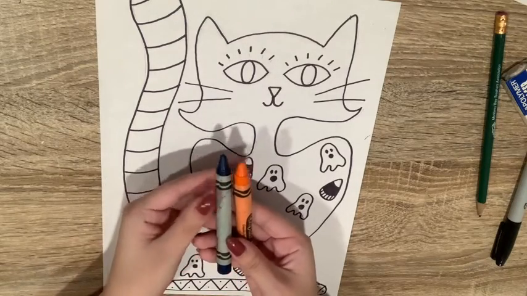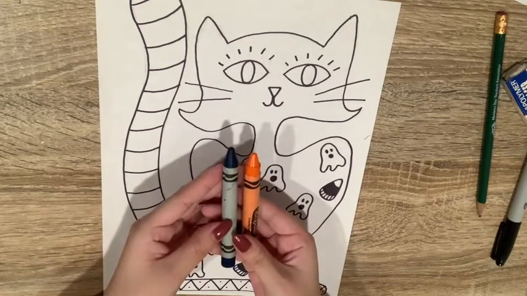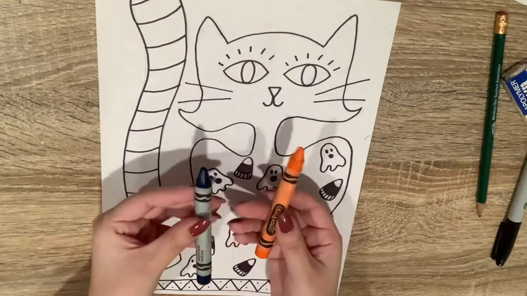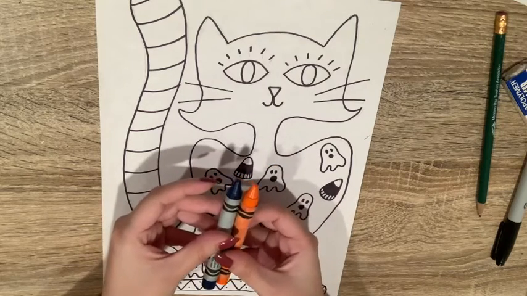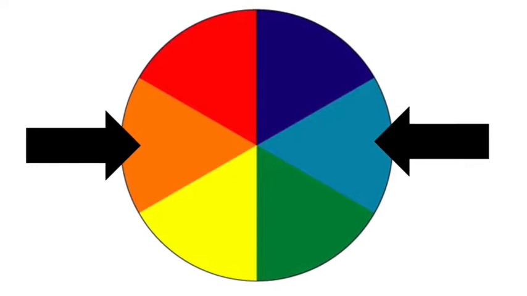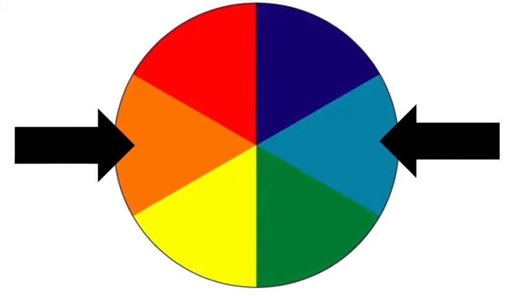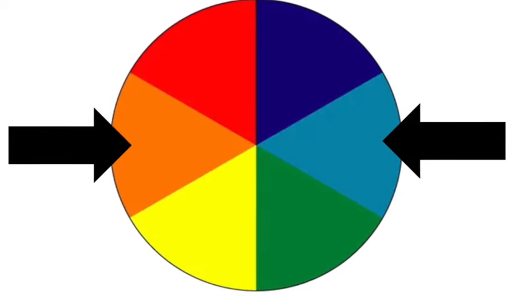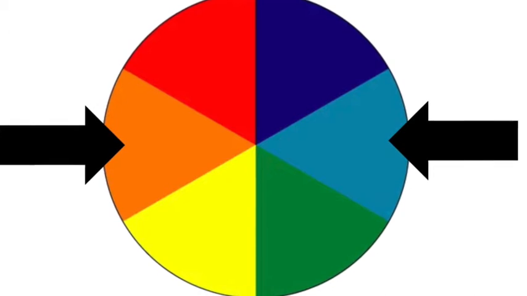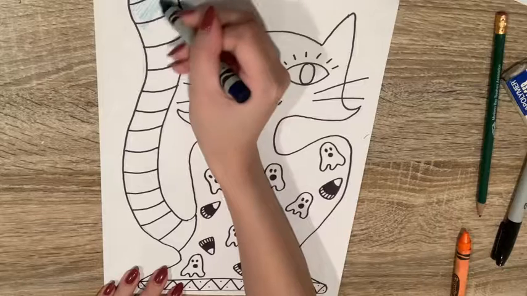And you'll notice that these two colors are very different. Blue and orange are opposite colors. In art, we call those complementary colors. If we look at a color wheel, they are on the opposite sides of the wheel. So that means they are opposites. So sometimes it's interesting to use opposite colors or complementary colors to really make our artwork stand out.